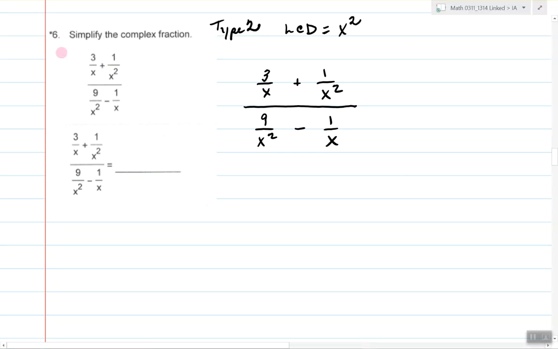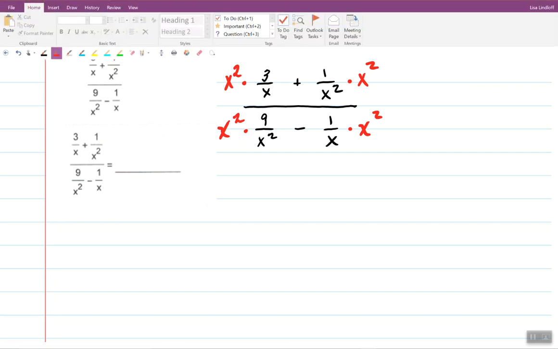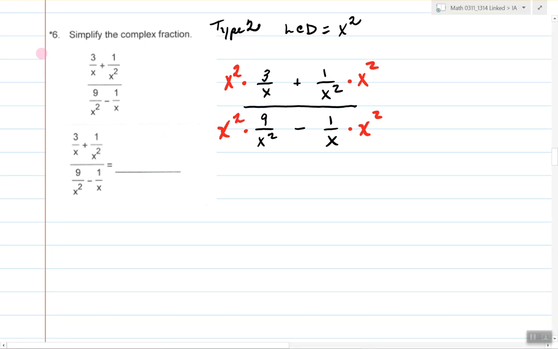Common denominator is x squared. I multiply it here, but it's as if I distribute it. So I'll multiply it here and here and here. And when I multiply the top and the bottom by the same quantity, that's really 1. So I've just multiplied by the identity. I'm just trying to justify why it was okay for me to do that.